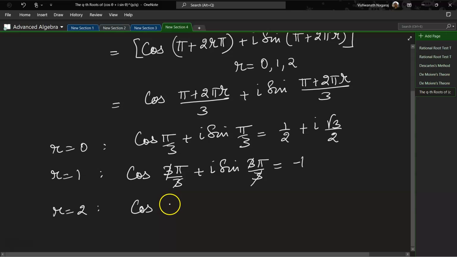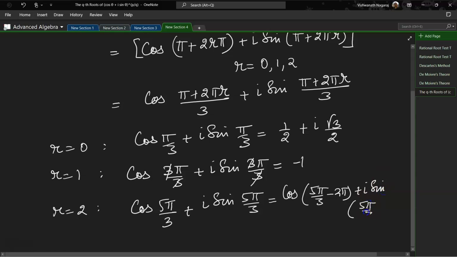Now let's put r equal to 2. Cos of (pi plus 2 times 2, so 4 pi) by 3, that is 5 pi by 3, plus i sin 5 pi by 3. Now this would be equal to what? Let's convert it into a reference angle. Let's subtract 2 pi from 5 pi by 3.